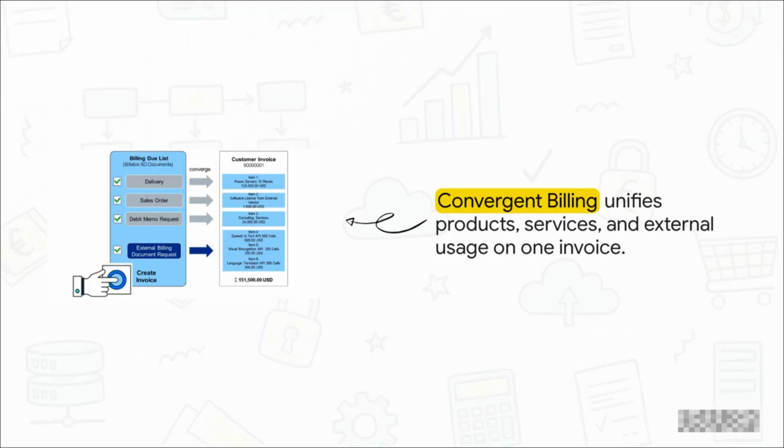It means this. Today, a single customer might buy a physical product from you that needs to be shipped. They might also buy a software subscription, which is just an order, and on top of that, they might be using your cloud services, which are billed based on usage data from a totally external system. Convergent billing is SAP's incredibly powerful solution to bring all of these different revenue streams, products, services, usage-based charges together onto one single unified invoice for the customer. It's absolutely essential for the modern as-a-service economy.